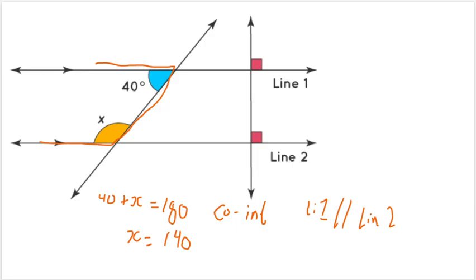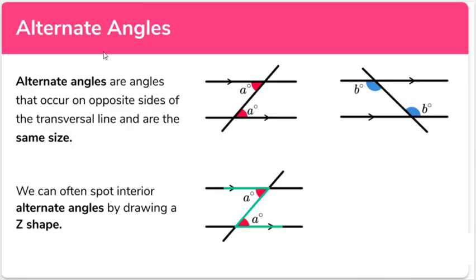Once you're done with that, the last one is alternate angles. Alternate angles are angles that occur on opposite sides of the transversal line and are the same size, meaning that when we have two lines that are parallel to each other, we make a Z or N shape. Therefore, that angle A is the same as that angle A. So for alternate angles, it's a Z shape.